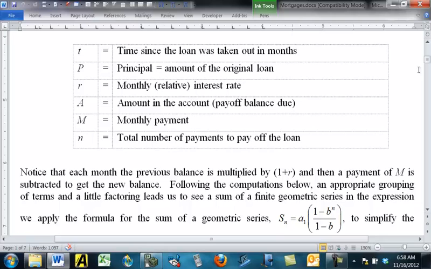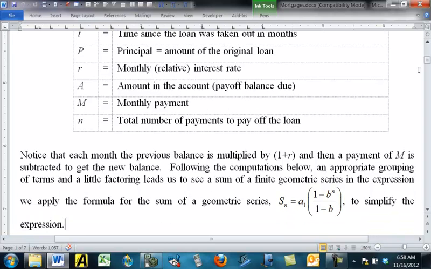Add to the original amount. Well, that's going to be 1 plus R. But then you make a payment of M, so that's subtracted off. So now you've got a new balance. Take that new balance, multiply it by 1 plus R, and subtract M. And each time we're going to be multiplying by 1 plus R and subtracting M.